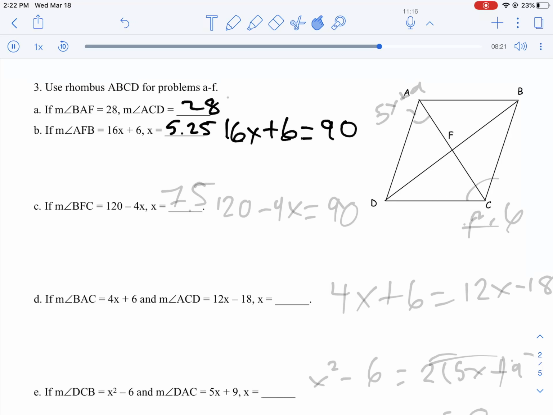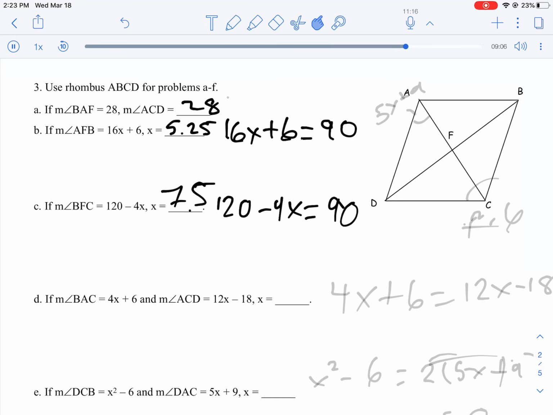Part C, if angle BFC, that's this angle in here, is 120 minus 4x, how much is x? Same thing, diagonals are perpendicular, so we're going to set that equal to 90 degrees. So we'll do 90 minus 120. Divide that by negative 4. And we get x equals 7.5.